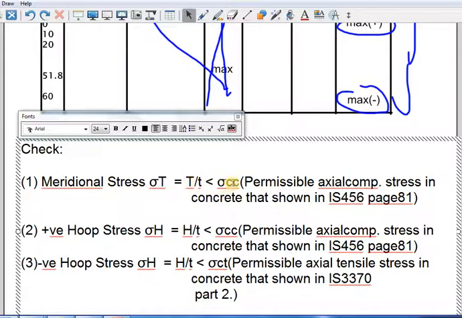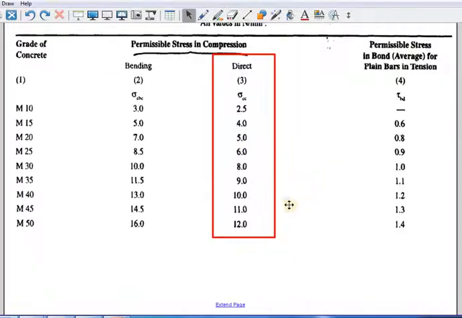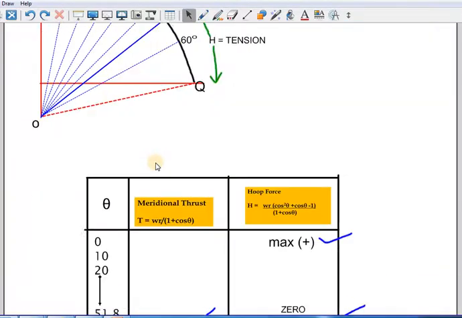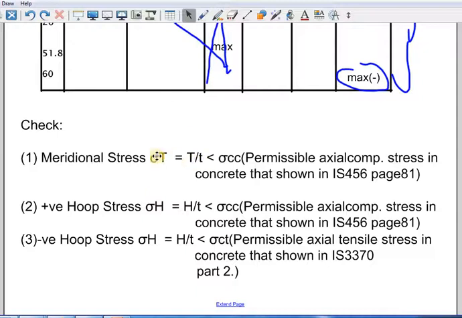So this value should be less than the permissible compressive stress of concrete, that is shown in IS 456. You can see here, this is direct compression, IS 456. These values. If it is M25 concrete, it should be maximum 6. So that one you should check.